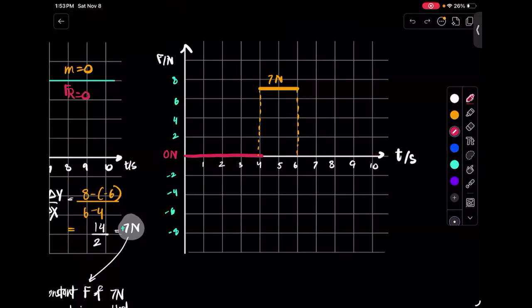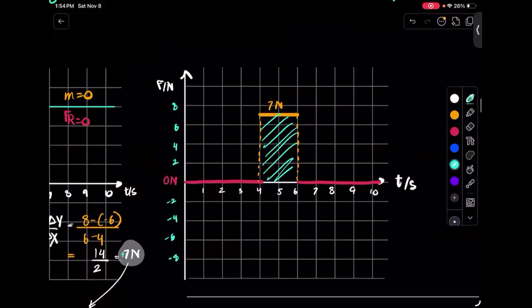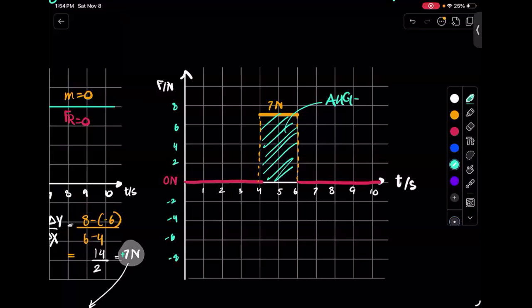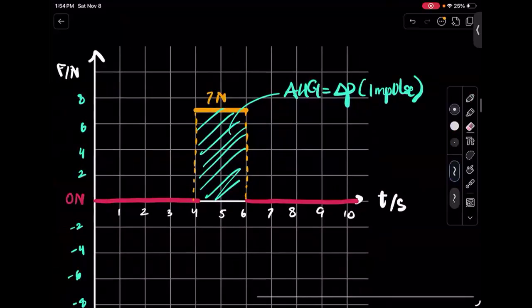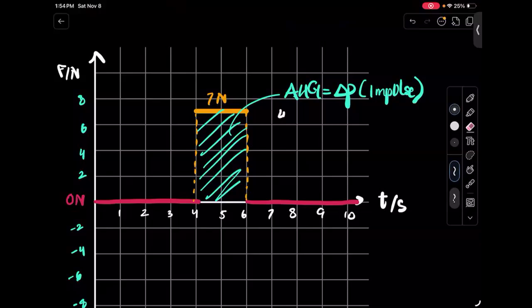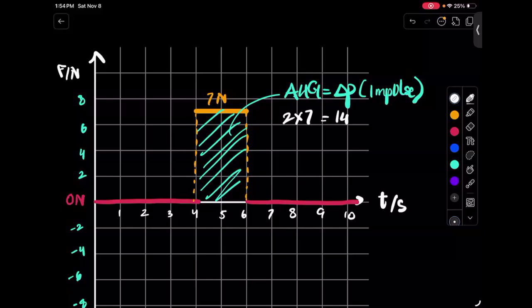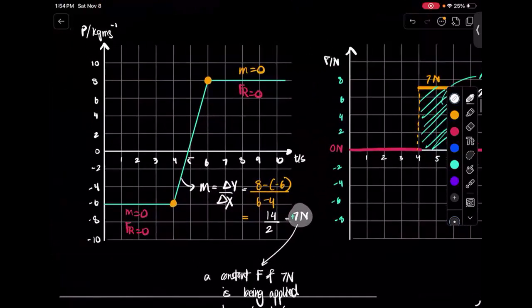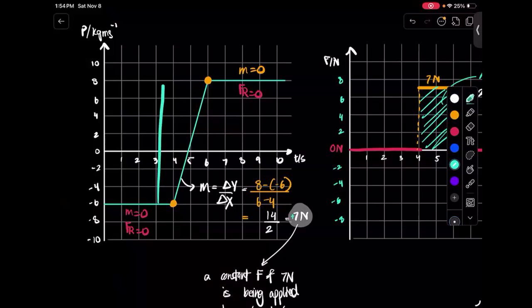Now again, let's verify. The area under the graph is equal to impulse, change in momentum. Can we verify that? What is the length? That's 2 multiplied by 7, which equals 14. Is 14 the change in momentum? Let's check. Yes, it is. 8 minus -6 is 14. So that's right. The change in momentum is 14.